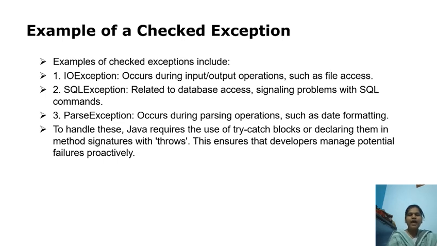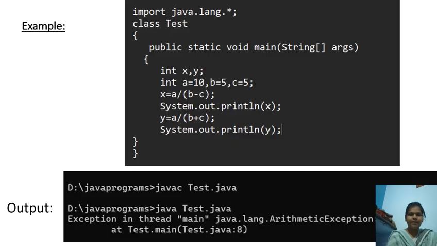To handle these, Java requires the use of try-catch blocks. Try and catch are keywords in Java. We can also declare them in method signatures with throws. This ensures that developers manage potential failures proactively. Let us go through an example of checked exceptions.